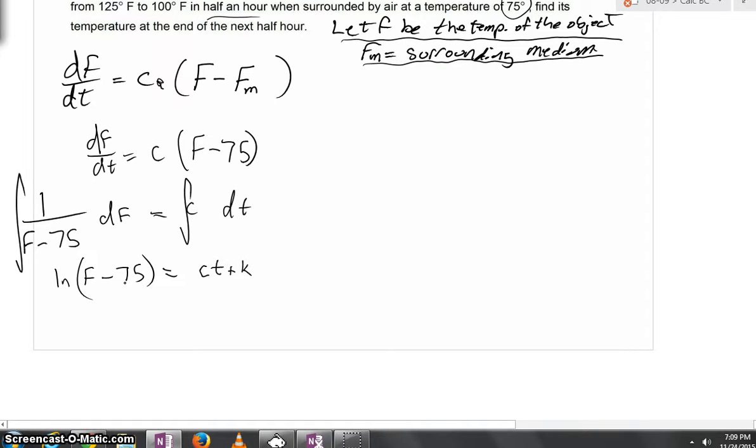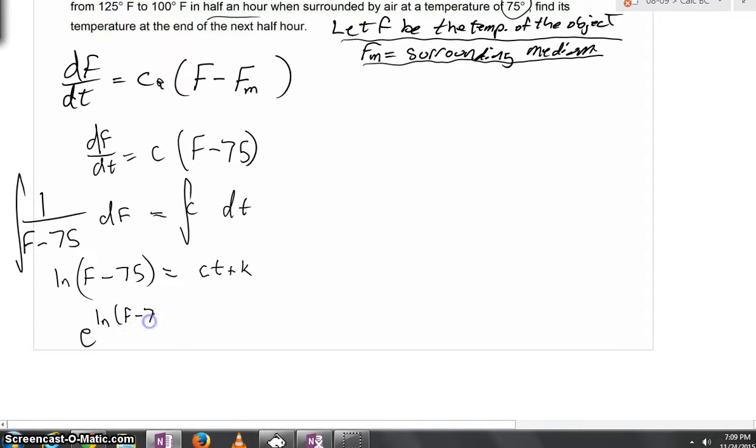We're assuming that F is above 75, and I think you can quickly check with the derivative that this is in fact true. What you can also notice is whenever you have F plus or minus some value down below, as long as that denominator is positive, that antiderivative would be the natural log of F plus or minus that constant. So at this point, we're going to exponentiate both sides.